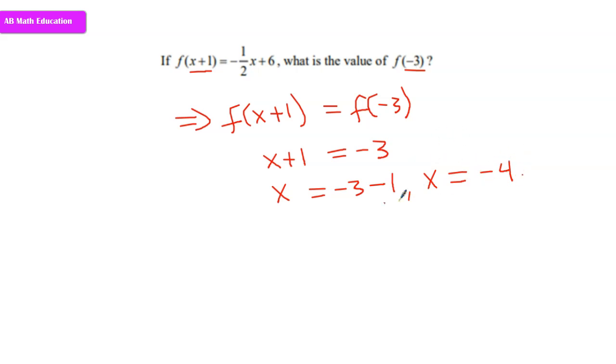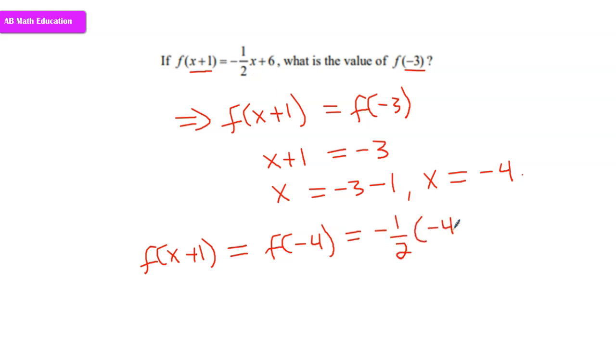So after we find this one, then we can say that f of x plus 1 must be equal to f of negative 4. And now we are going to replace this one in here, and that will give us negative 1/2 times negative 4 here, plus 6. Negative times negative is going to be positive, so 4 over 2 plus 6, and that is 2 plus 6, and that's equal to 8.